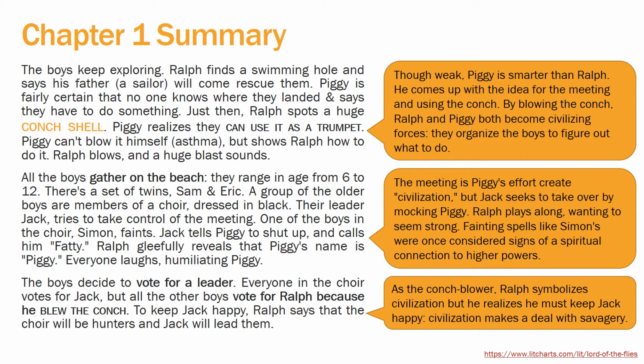Everyone in the choir votes for Jack, but all the other boys vote for Ralph because he blew the conch. To keep Jack happy, Ralph says that the choir will be hunters and Jack will lead them. So Ralph gives Jack some kind of leadership role in order to keep him happy. And that is again looking at the theme of civilization versus savagery. Because as you will come to see, Ralph symbolizes civilization and Jack symbolizes savagery.